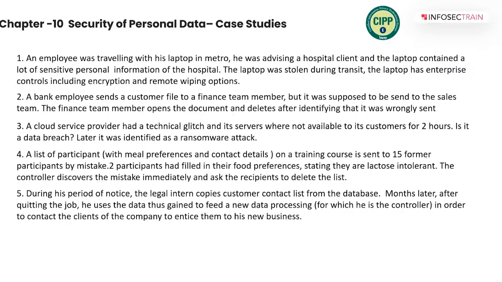Question 5. During a period of notice, the legal intern copies a customer contact list from the database. Months later, after quitting the job, he uses the same data, thus gained, to feed a new data processing, which is to directly reach out to those customers and entice them with his new business. So it is definitely a data breach, but do we need to inform the supervisory authority as well as the data subject here?